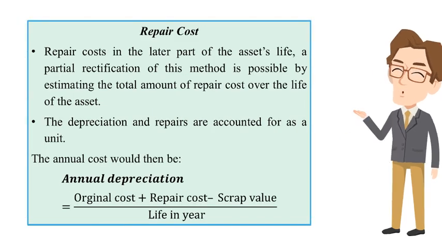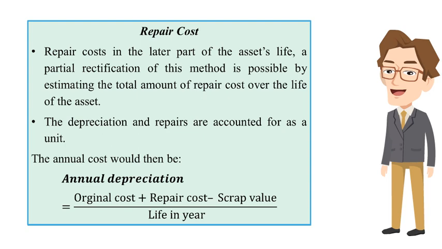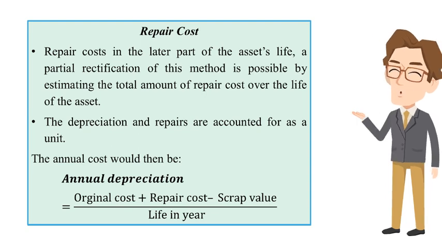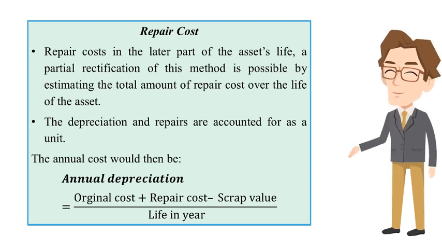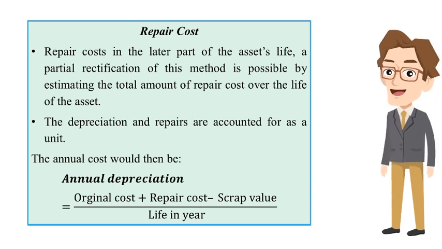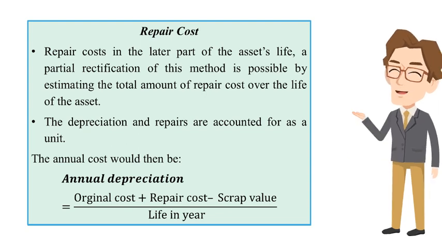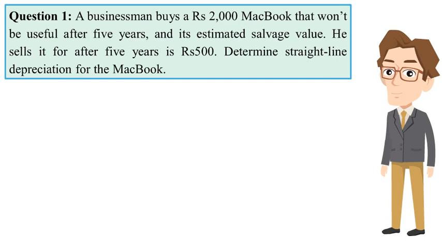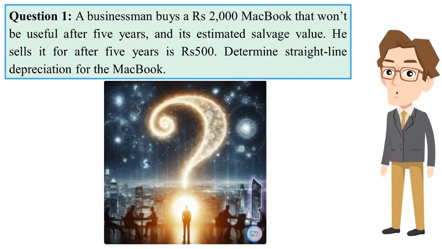Repair cost. Repair costs increase in the later part of the asset's life. A partial rectification of this method is possible by estimating the total amount of repair cost over the life of the asset. The depreciation and repairs are accounted for as a unit. The annual cost would then be annual depreciation equals original cost plus repair cost minus scrap value divided by life in years. Next, let's move on to some examples.